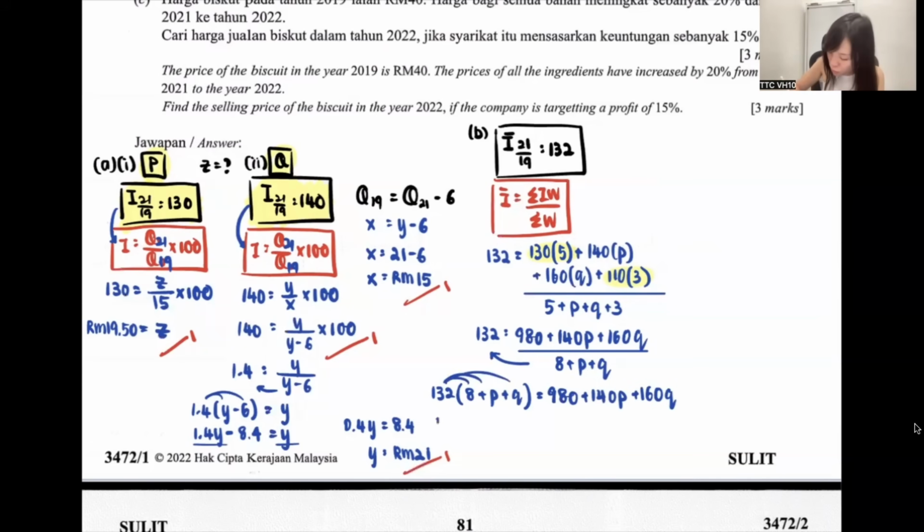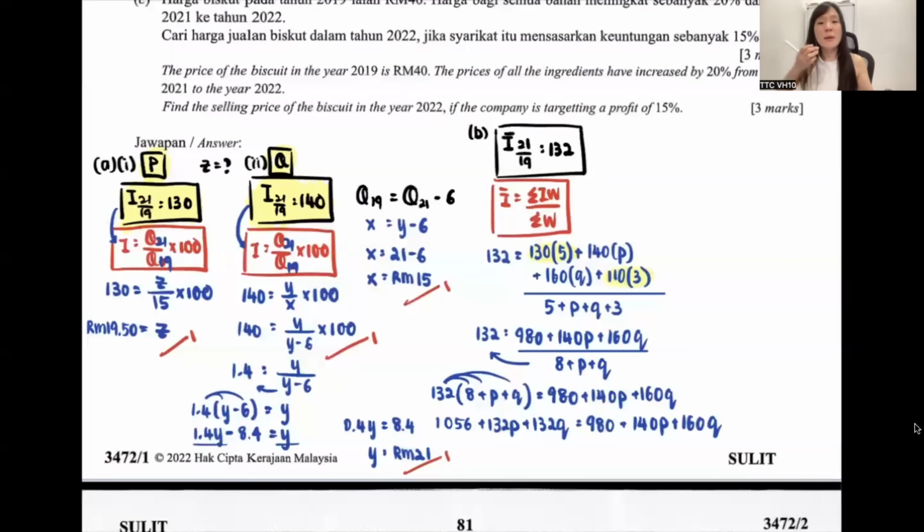132 times 8, 1056. Plus 132P plus 132Q equals to this. Okay, combine whatever you guys can combine. Remember, the question is asking to express P in terms of Q. So all the P move to one side. The rest of the Q all move to one side. 1056 minus 980, 76 though. 132Q minus 160Q, negative 28Q.